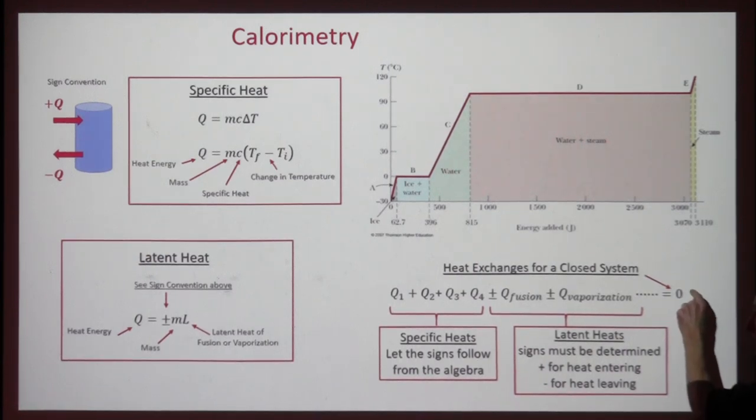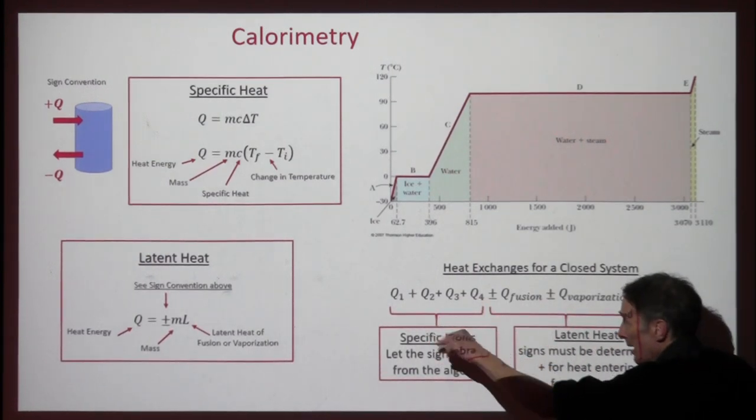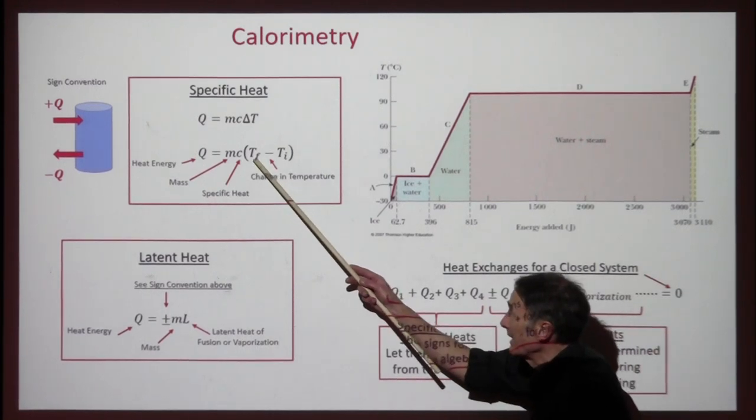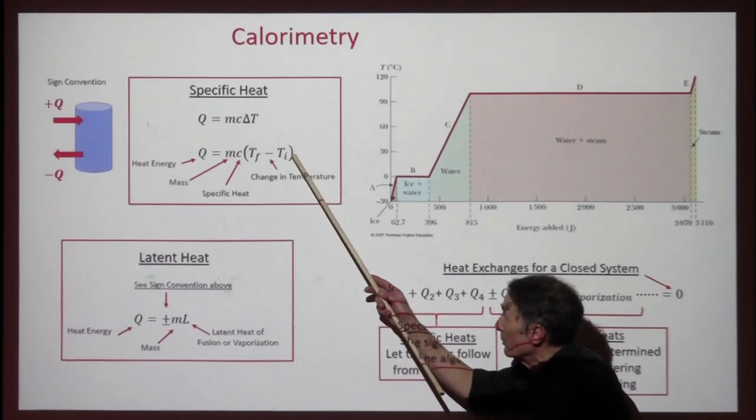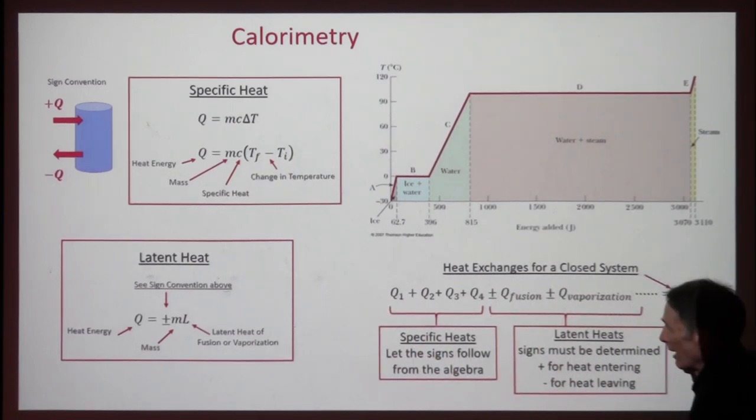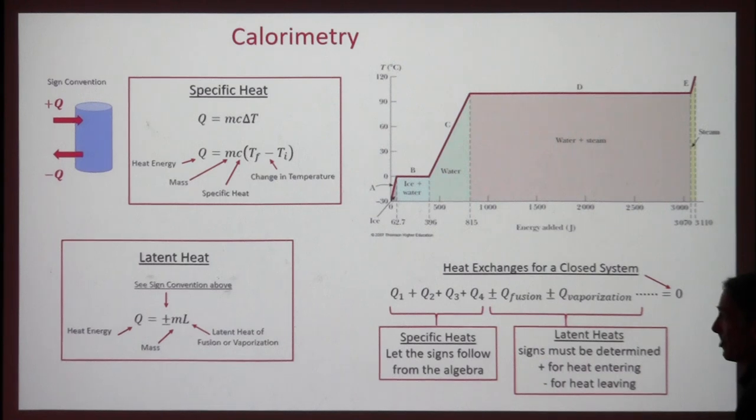And so this is the best way of laying out problems. And again, with specific heats, don't try to second guess whether they're going to gain heat or lose heat. Just always go T final minus T initial, and your signs will work out fine.